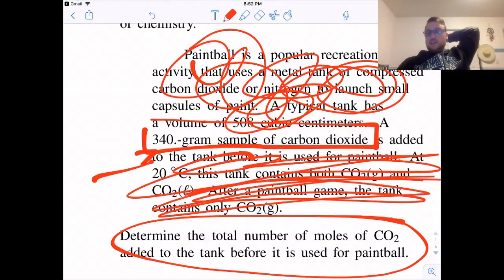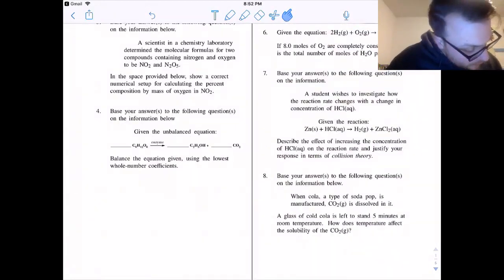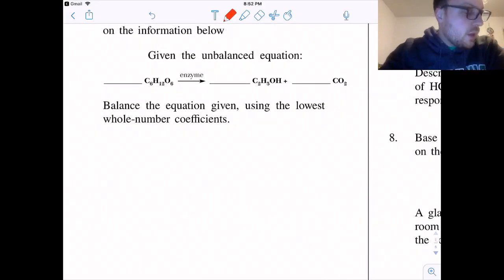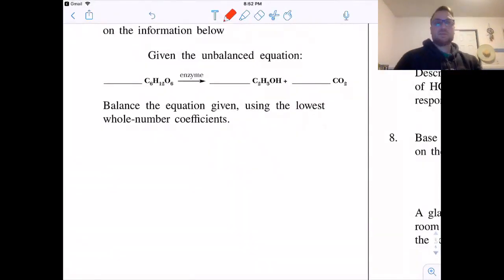Oh, balancing. All right, so I picked a strange one in this packet because usually the advice I give is to do oxygens and hydrogens last. And it actually made it harder if you tried to do the carbons first in this one. I'm being totally honest. So, carbon 6, hydrogen 12, oxygen 6. That's easy to see. Carbon on the left is 2 plus 1, 3. Hydrogen is 5 plus 1, 6. And oxygen is 1 plus 3, 3.